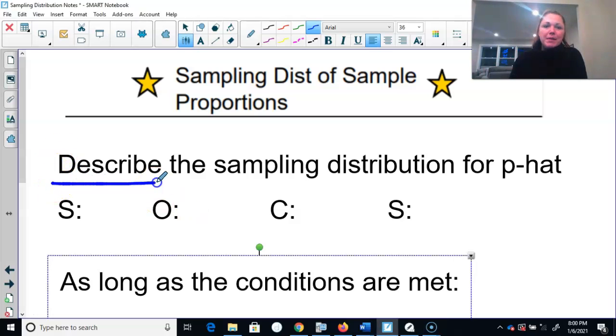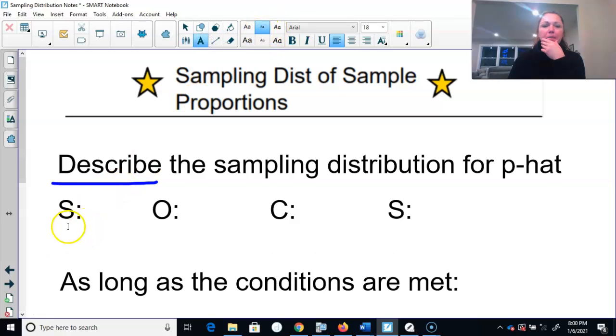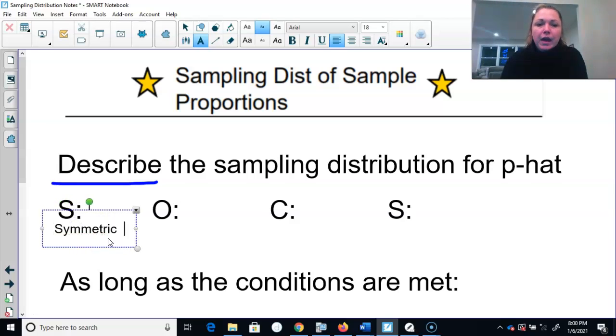Anytime we describe something, guys, you're thinking about SOCS or SODS. Now we have one variable, so we're dealing with SOCS. We learned this way back in September. S stands for the shape, and the shape of a sampling distribution for a statistic is going to be symmetric. O stands for outliers. We're not going to deal with that. You don't even have to say anything.